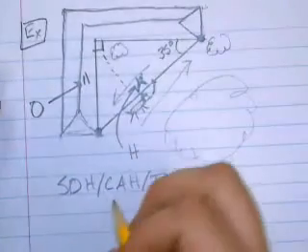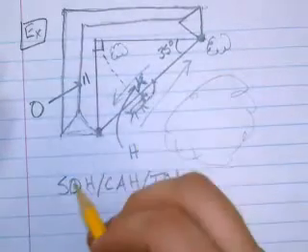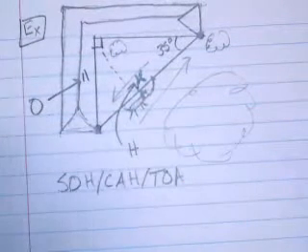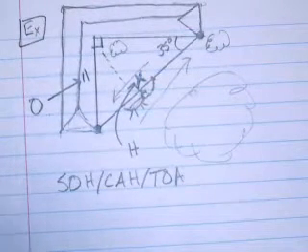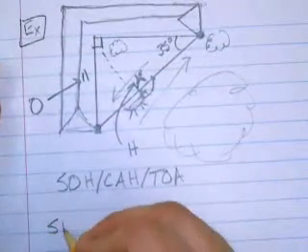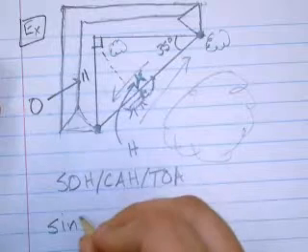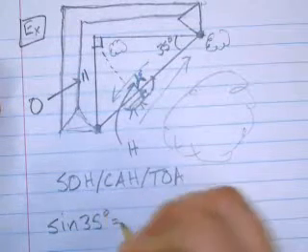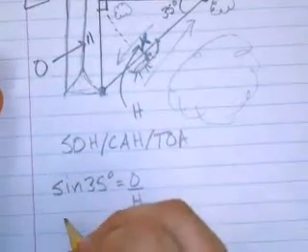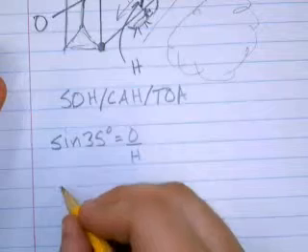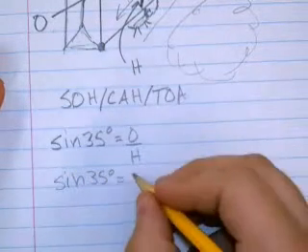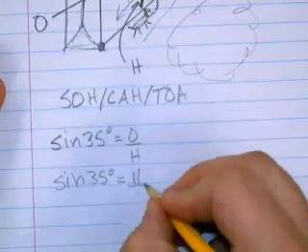Shh. So anyways, look at this. I've got the opposite and the hypotenuse. Which one of these trig functions deals with it? Sine does. So I say sine of what? Sine of 35 degrees is equal to the opposite over the hypotenuse, or sine of 35 degrees is equal to 11 over x.